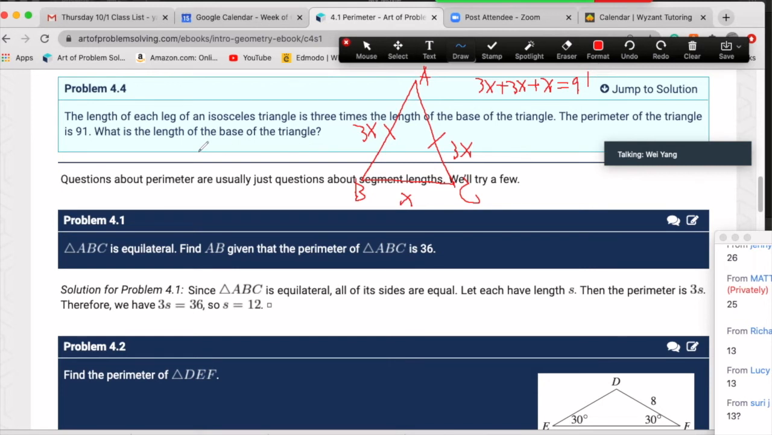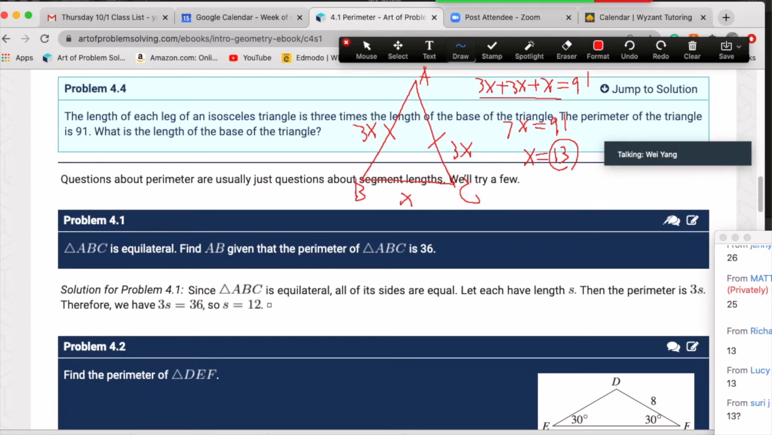Then they ask you the length of the base. So you solve this equation, you get 7x equals 91. Then both sides divided by 7, you get 13. Okay? So that means the base of this triangle equals 13. Now let's see, Richard got it correct. Lucy got it correct. Suri got it correct.